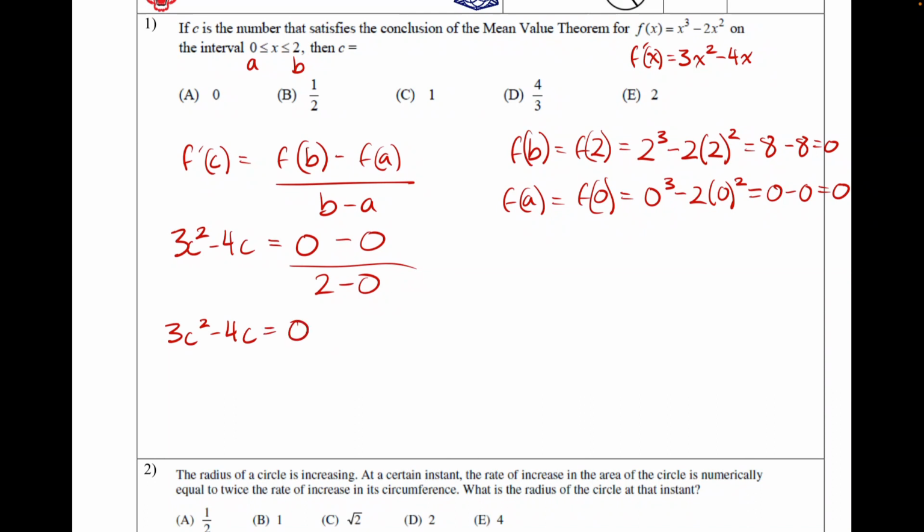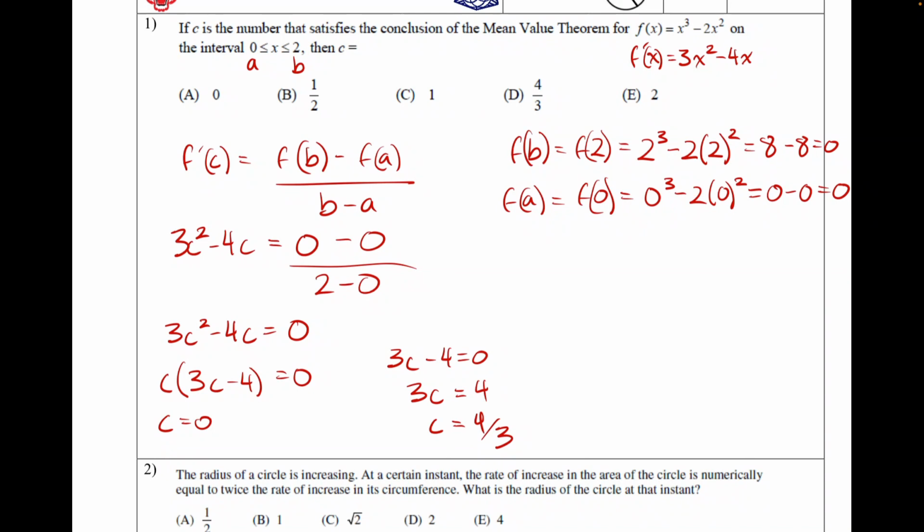From there, I just need to factor to solve. So I'm going to say c is being factored out. I have a 3c minus 4 left over being set equal to 0, which means either c is equal to 0 or this 3c minus 4 is set equal to 0. 3c is going to be equaling 4, which means c is equal to 4/3. So there's two answers in there.